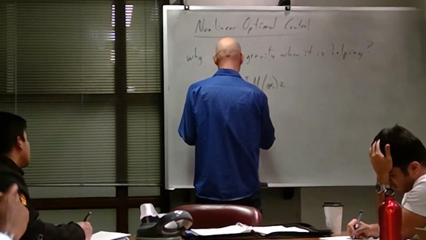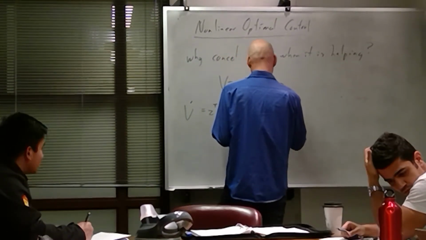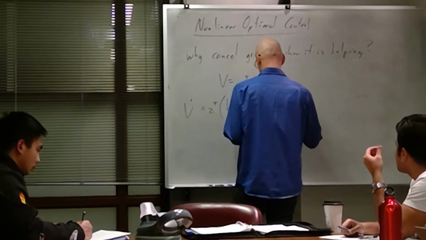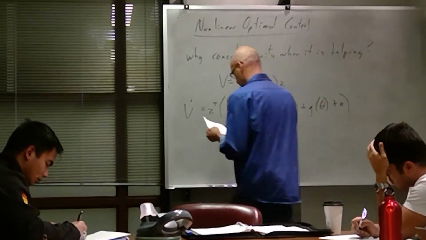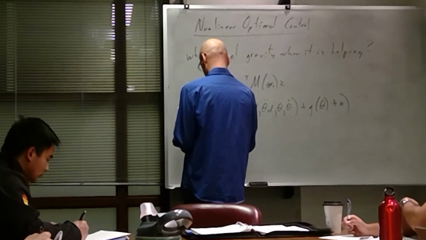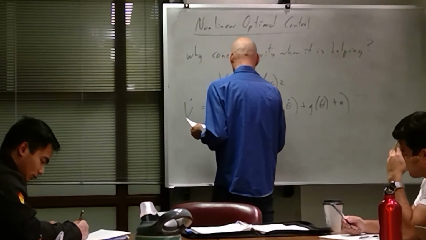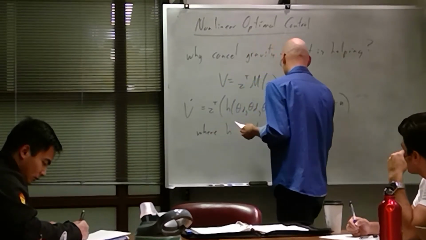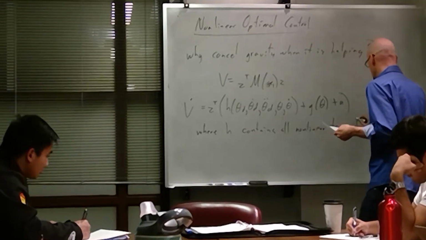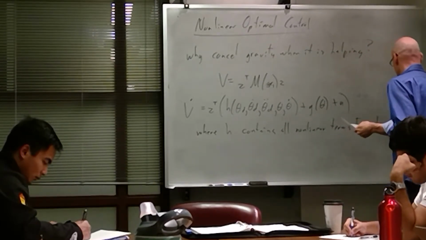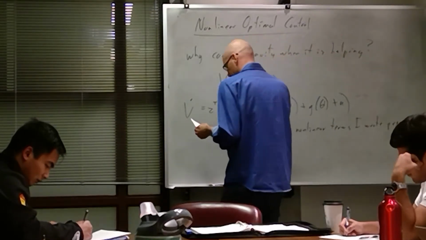I'm going to take all my nonlinear terms and lump them all into this variable h, which I'm not going to worry about. This time I'm going to add in gravity, which I haven't done before. So h contains all the nonlinear terms I wrote previously. Just look back in your notes and figure out what h is.